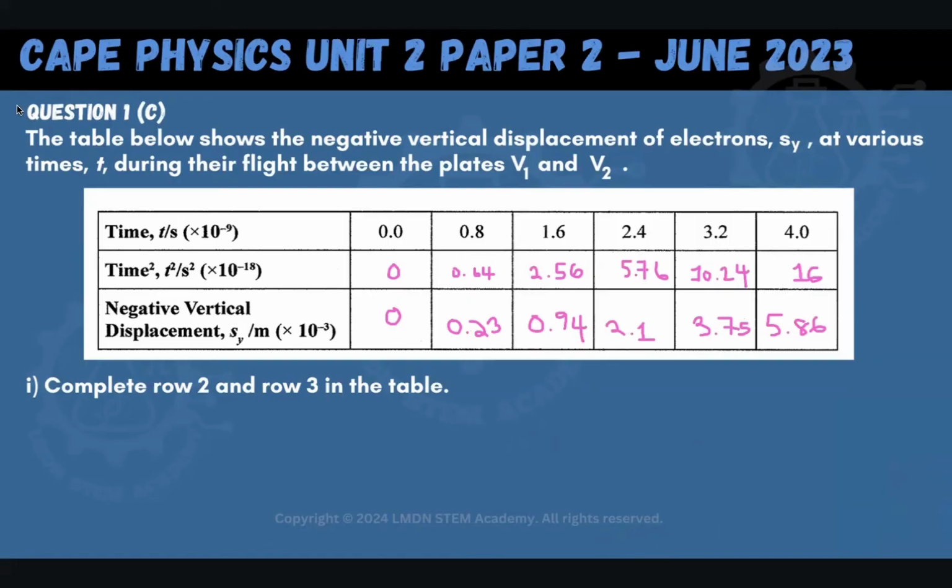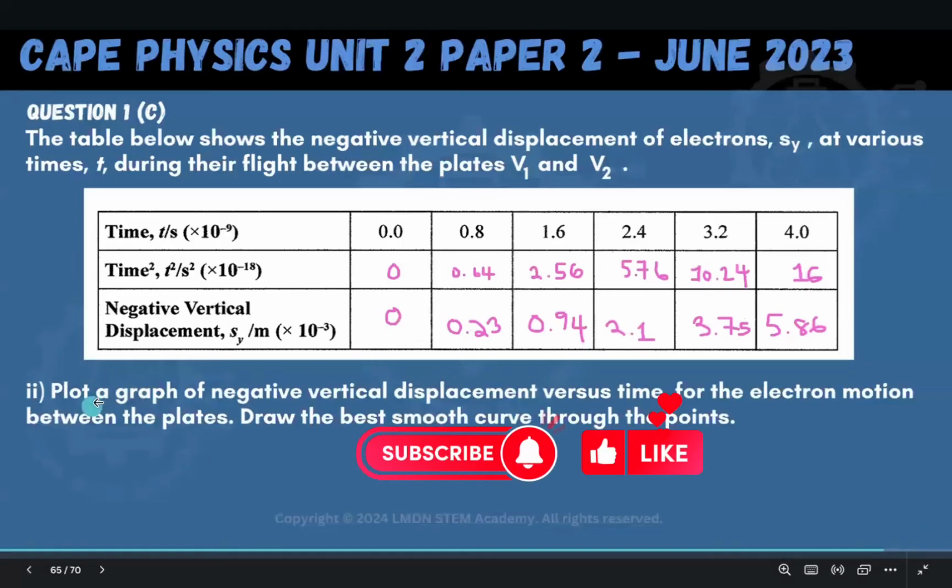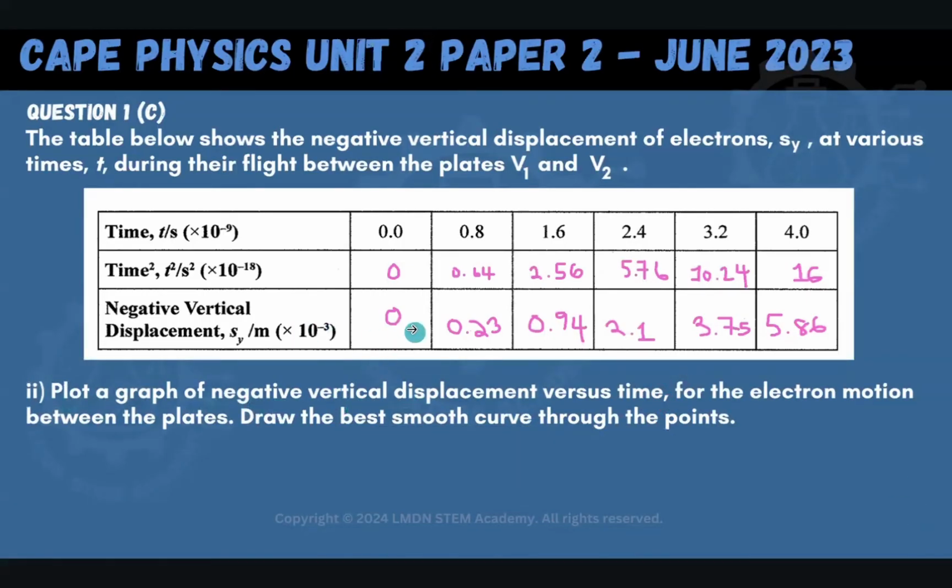All right, so let's go ahead now. So that was 1C, part 1. Part 2 says we're supposed to plot a graph of negative vertical displacement versus time. So this versus time is what we're plotting, and then we're going to have to draw a best smooth curve through the points.